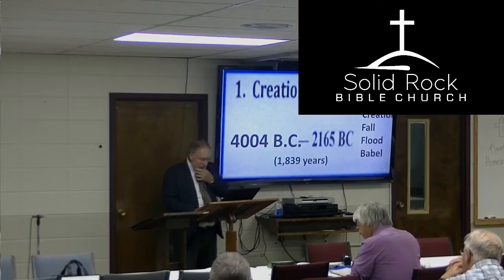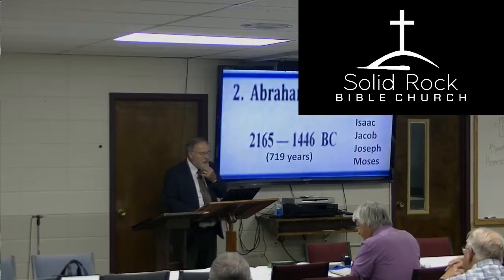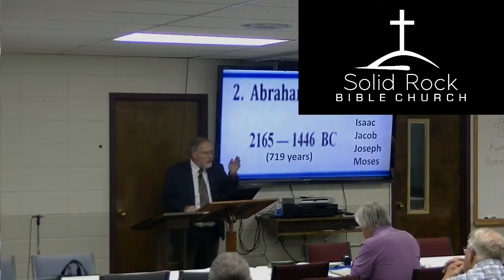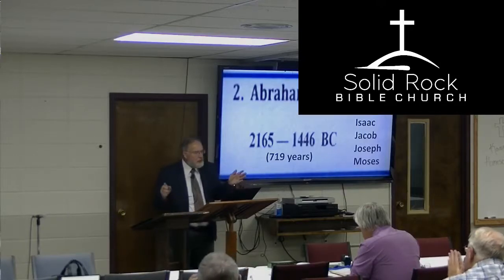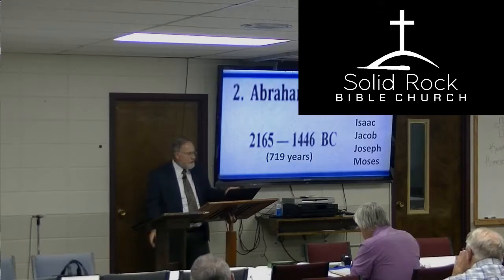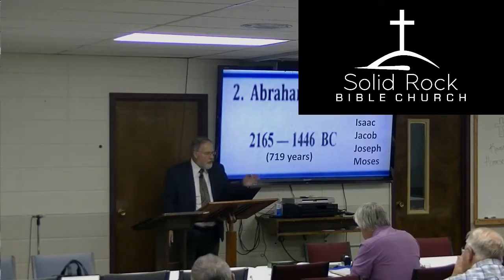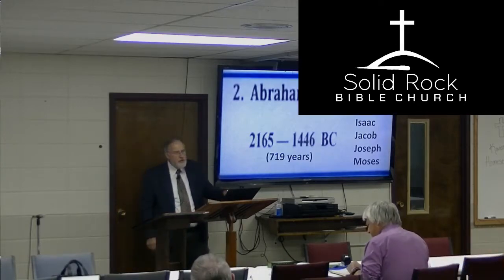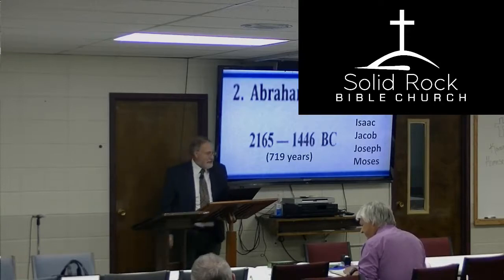All right, so the second time period is Abraham to the Exodus. And so starting in chapter 12 of Genesis, you're moving along. You're in the second time period. This is a period of 719 years. It's taken us from the birth of Abraham, 2165, to the time of the Exodus, which is 1446 BC. They're exiting from where? Egypt.